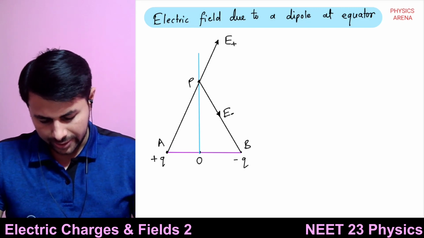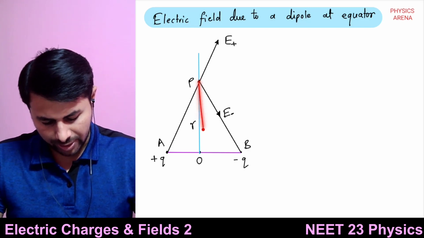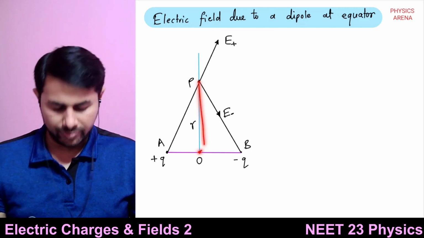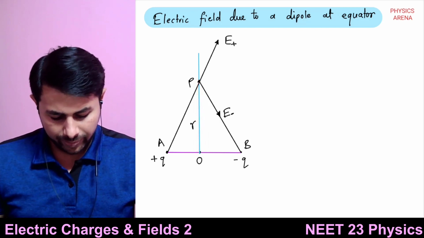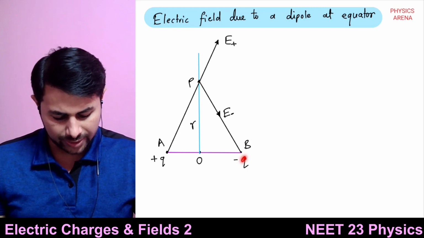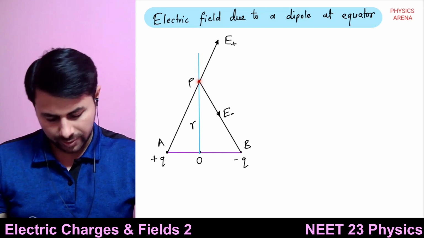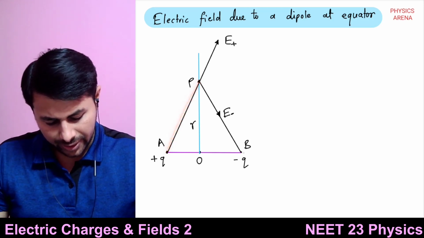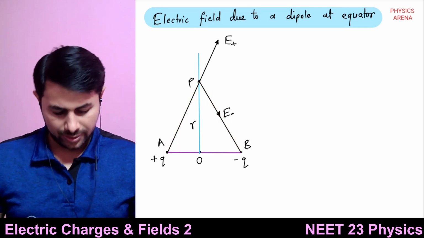Okay, and let's suppose this much distance is R. The distance of that point P from the midpoint of the dipole is R. So now the point P is at the same distance from plus Q as well as minus Q. This distance AP and BP would be equal, right?